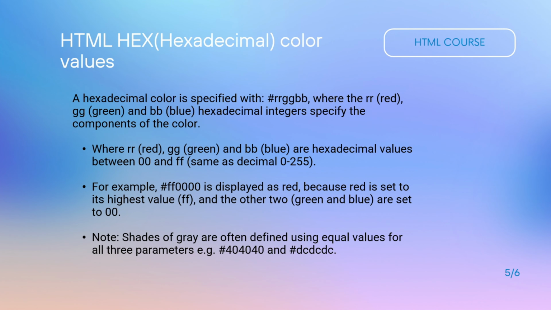HTML HEX Colors. Hexadecimal colors use a 6-digit code starting with a hash symbol. Each pair represents red, green, and blue values in hexadecimal form. Hex values range from 00 to FF, which is the same as decimal 0 to 255. Example, #FF0000 displays red because red is at its highest value. Just like RGB, equal values create shades of gray.